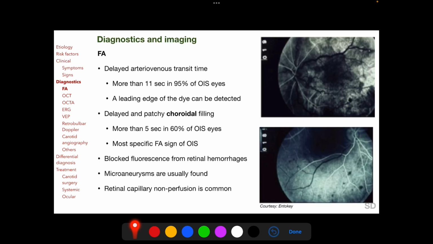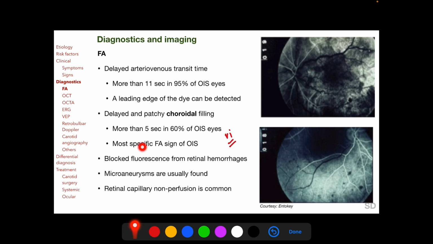On fluorescein angiography, the majority of eyes with OIS show delayed arteriovenous transit time as seen here in these two angiograms with a leading edge of the dye as can be seen in this angiogram, and 60% of eyes with OIS show delayed and patchy choroidal filling, and this is the most specific fluorescein angiographic sign of OIS as seen here in this angiogram, and this is very important to remember.